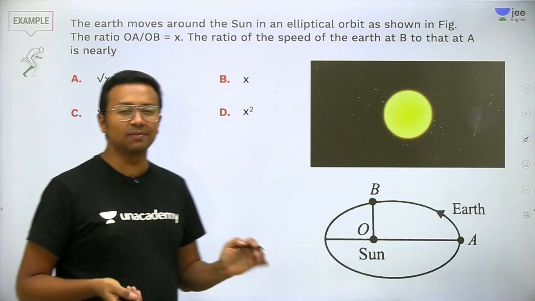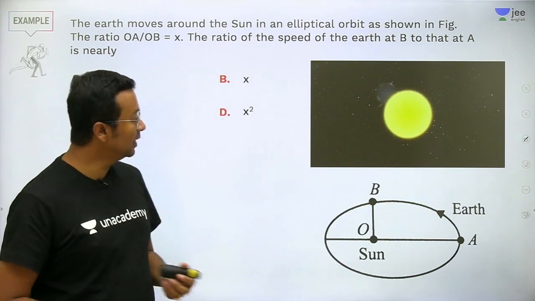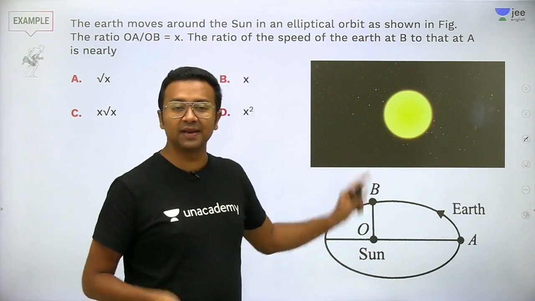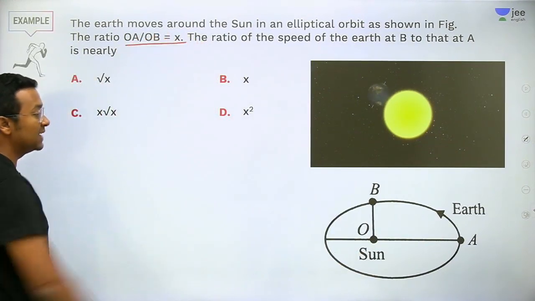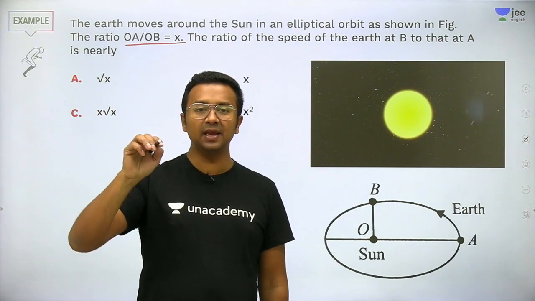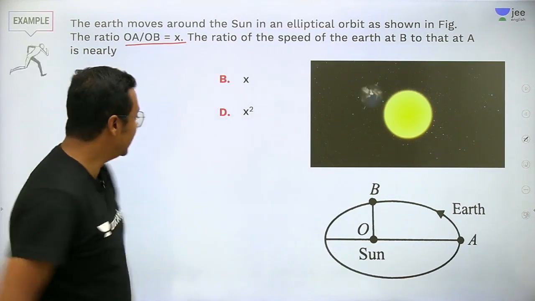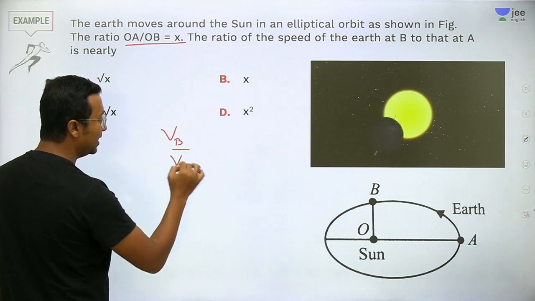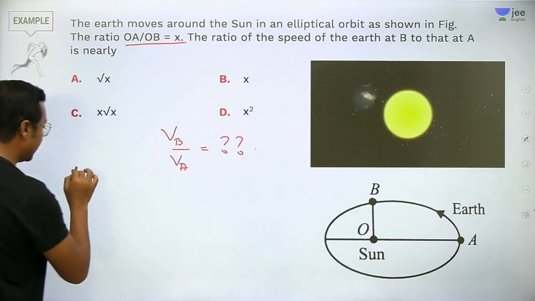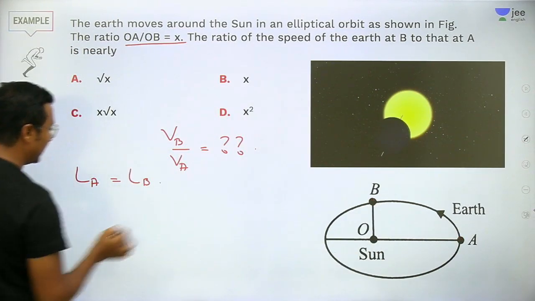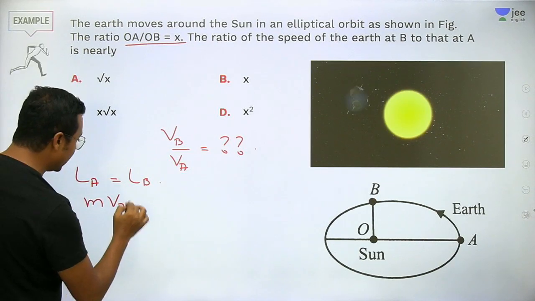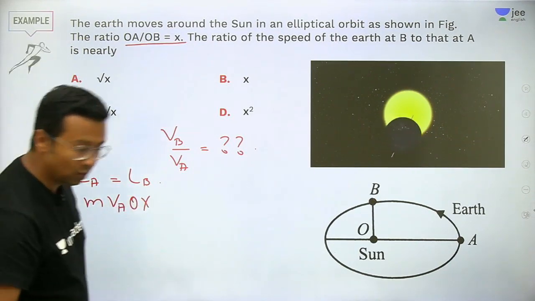The last question just talks about the conservation of angular momentum between 2 points A and B. OA and OB have been given to me. The ratio of OA and OB is equal to X. I need to find out what will be the ratio of the speed at B to that of A. That means VB by VA is what I need to find out. Very simple. Between points A and B, angular momentum at A will be angular momentum at B. What is the formula for angular momentum? M VA into OA, sorry for that.